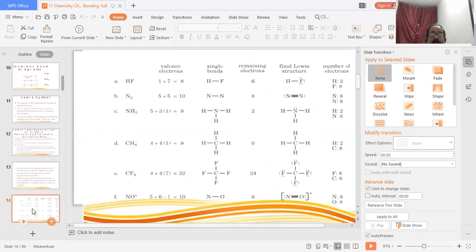Just see here some examples of representing the bond and dots also. Hydrogen fluoride: one hydrogen, this is the valence electron value. Single bond, remaining electrons, and the final Lewis structure and the number of electrons which are shared or participate, after that they form a molecule. Hydrogen fluoride, so 1 plus 7 equals 8, single bond, 6. This is the structure. Nitrogen, ammonia, methane, carbon tetrafluoride, nitrogen oxide.